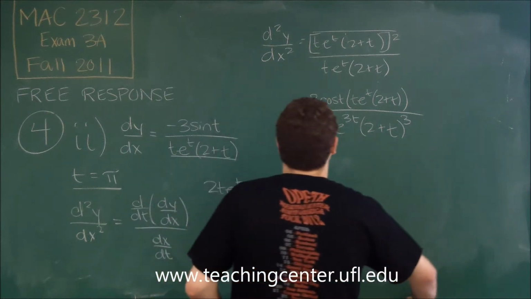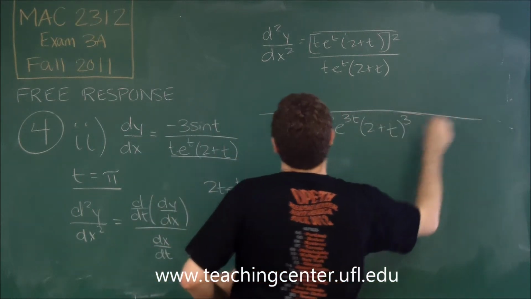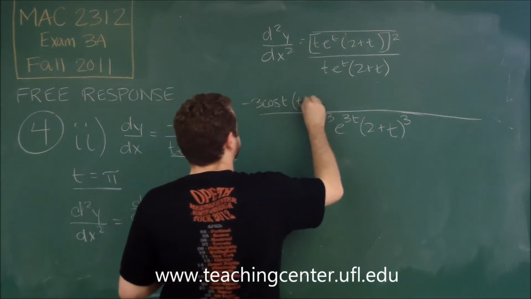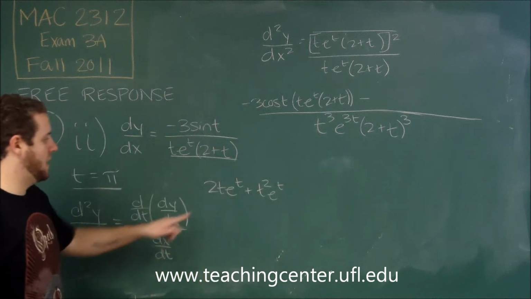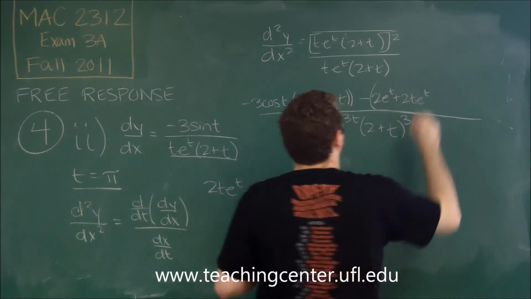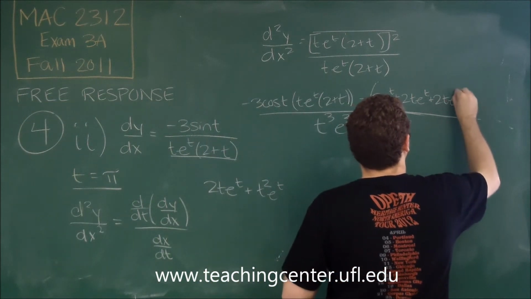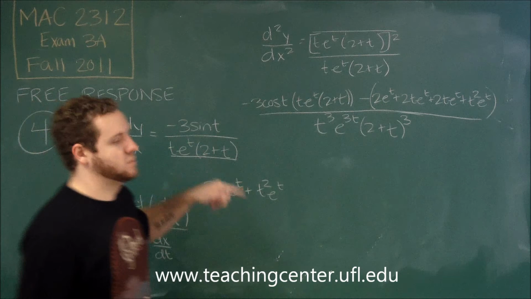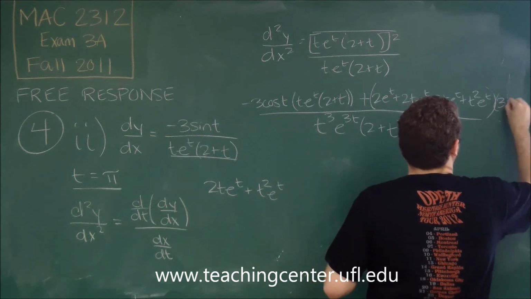I'm probably going to need more room. So let me rewrite that a little bit over here. So again, when we do the derivative of the top times the bottom minus the derivative of the bottom. So here we're going to have 2e to the t plus 2t e to the t. That's the product rule of this part. Product rule of this part is going to be plus 2t e to the t plus t squared e to the t. And then we multiply by the top, which was negative 3 sine t. But since we're already subtracting, we could just make this a plus and put 3 sine t.